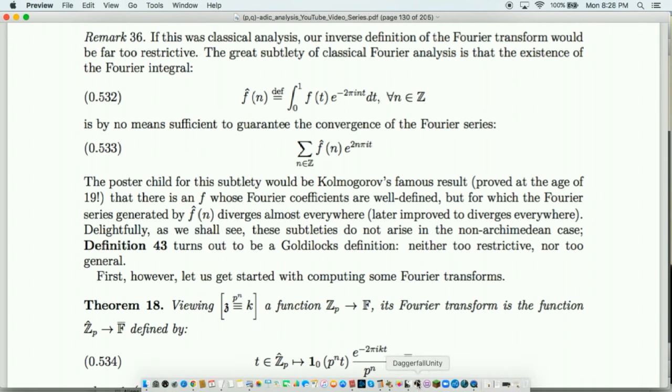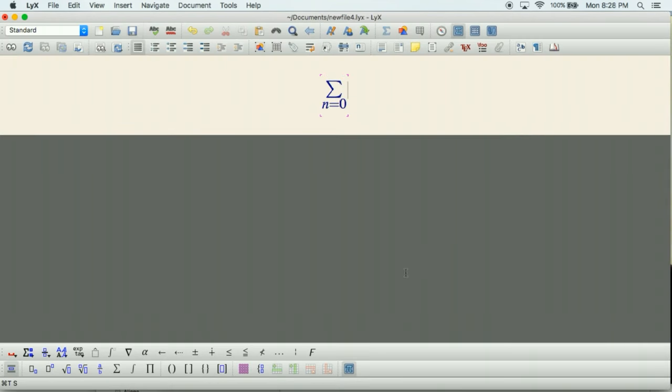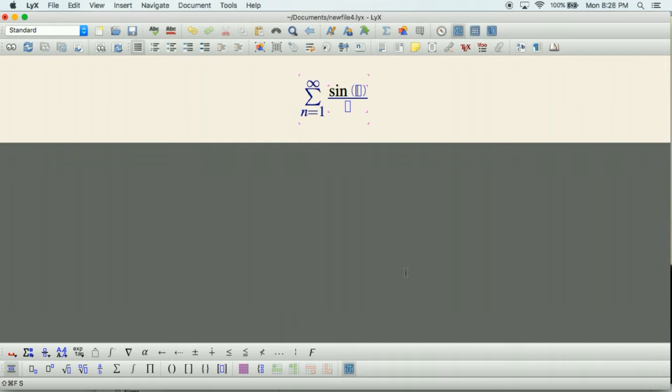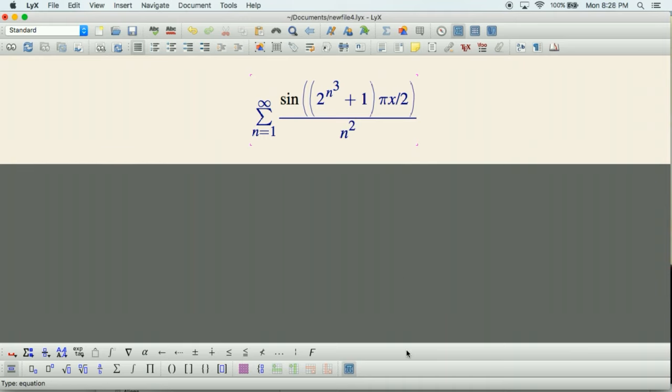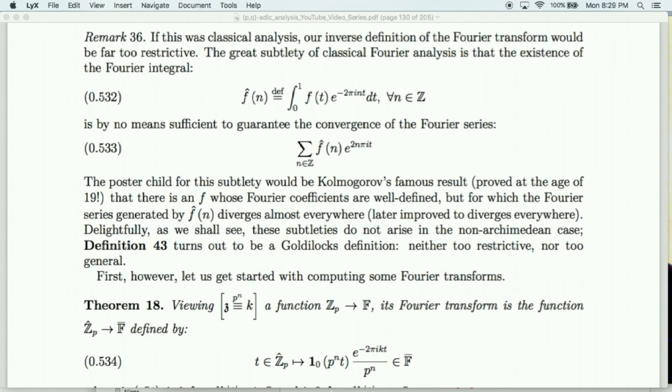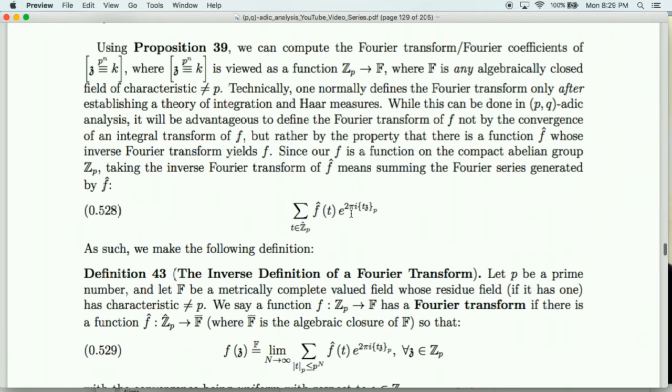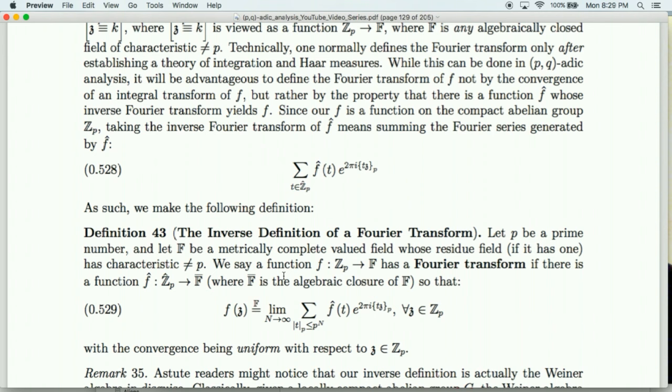There is also the case where you can have a continuous function, and actually I can write it out for you. The continuous function, we were just looking this up last night, is the sum from n equals 1 to infinity of sine of (2 to the n cubed plus 1) pi x over 2, divided by n squared. This thing is uniformly convergent by the Weierstrass M test, and so this is going to be a continuous function. It's very, very, very wiggly. And this thing has a Fourier series which diverges. In particular, the little L1 norm of its Fourier coefficients is divergent. So that goes to show you that continuous functions need not be represented by uniformly convergent Fourier series. Yeah, so this definition, as we'll see, turns out to be the Goldilocks definition. It's not too little, not too much, just right.